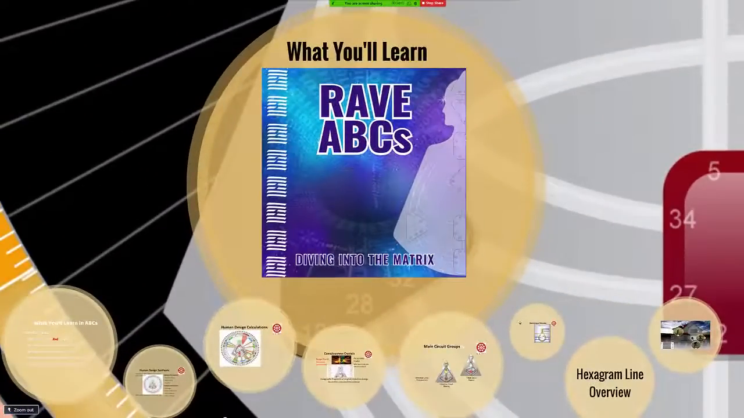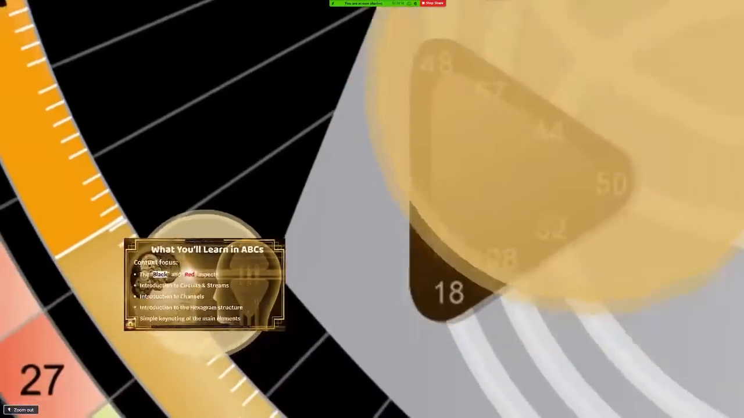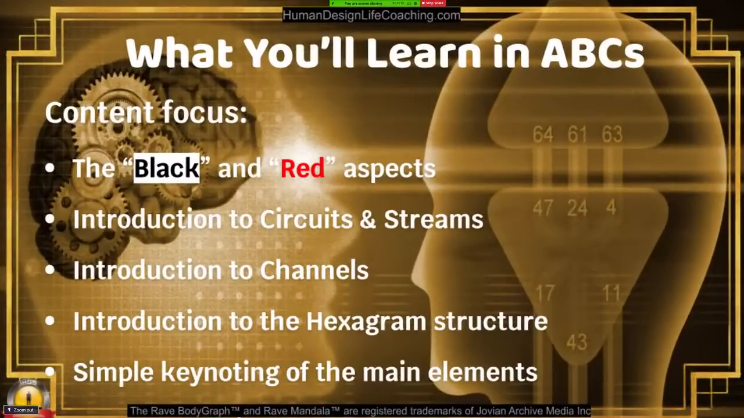So now let's talk about what you'll learn in Rave ABCs. You see this little hole right here? I had my graphic designer create that because it really is like diving into a tunnel. It's a matrix. It's the ones and zeros that helps you decode what's happening to you, this Rave ABCs. So what you're going to learn, the basic content focus, are what's conscious in you and what's unconscious. Or another way we could say that is the black and the red aspects of who you are, who you think you are, and your body, which is the life.